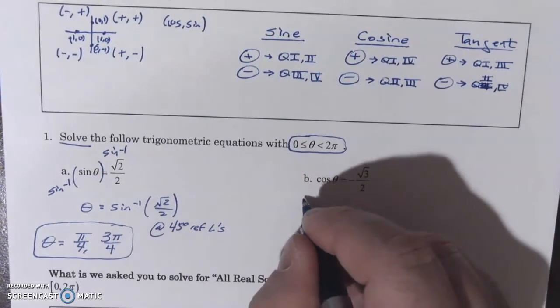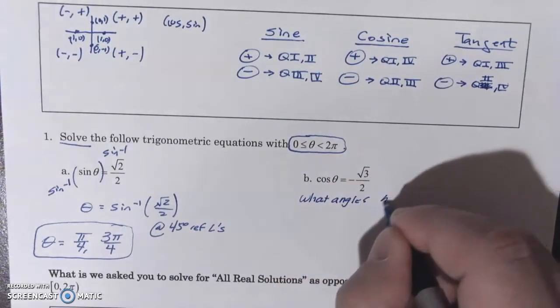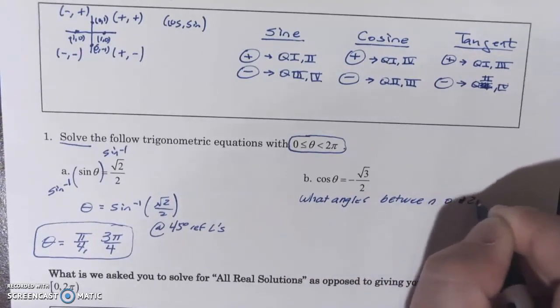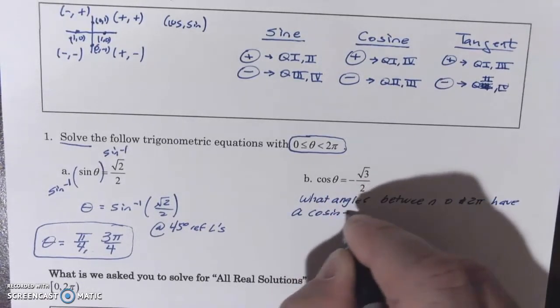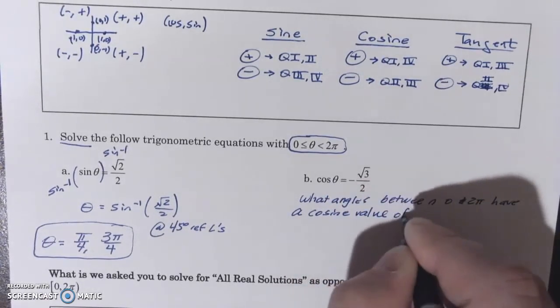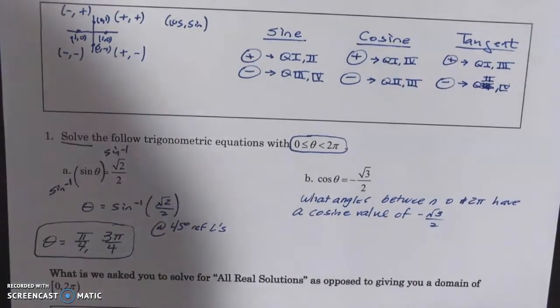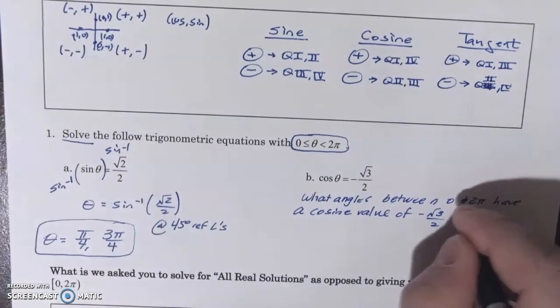This is asking us what angles between 0 and 2 pi have a cosine value of negative root 3 over 2. Okay? All right.